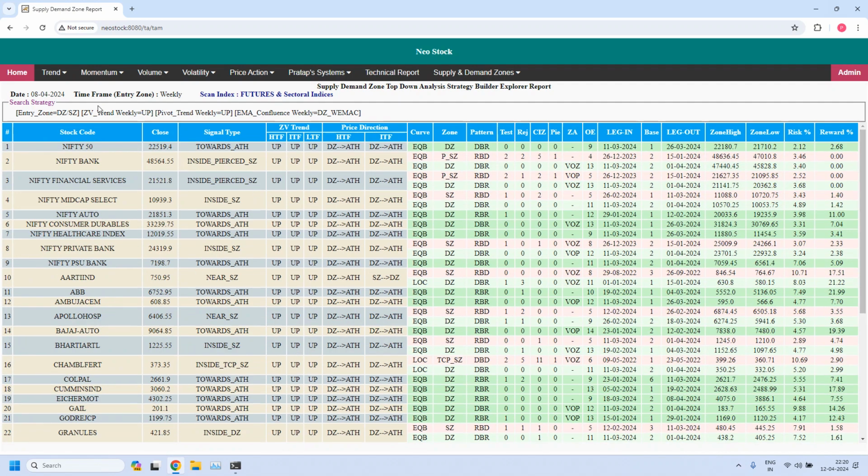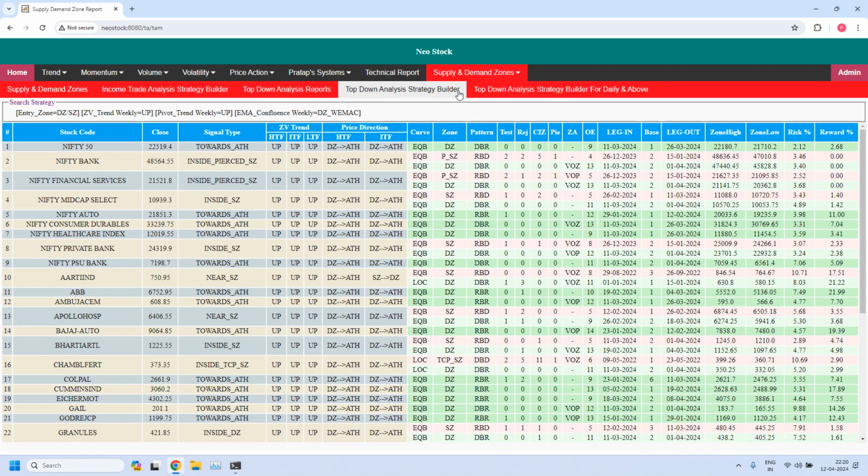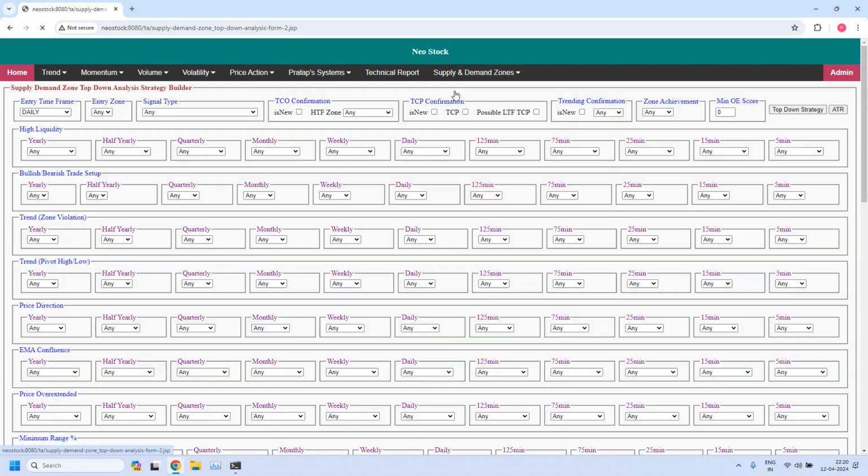Now let us generate the same setup for supply zones, but the trend should be downtrend. Supply zone should have EMA confluence. So selecting a weekly time frame and EMA confluence in weekly time frame, we are selecting a supply zone having weekly EMA confluence. That means this weekly supply zone is having weekly EMA confluence. But at that time the trend should be downtrend. Then only it makes sense.